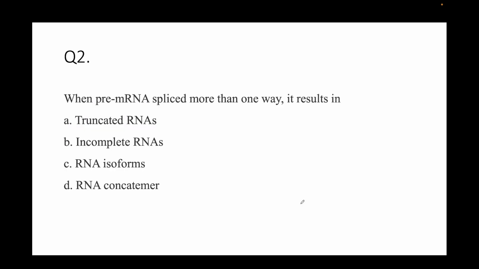So here is your next question. When pre-mRNA is spliced more than one way, it results in truncated RNAs, incomplete RNAs, RNA isoforms, or RNA concatemer. Everyone try to answer this question. We'll be discussing this in 2 minutes.